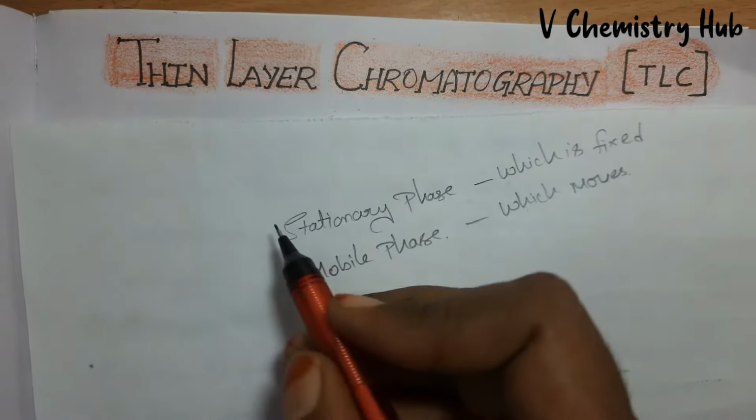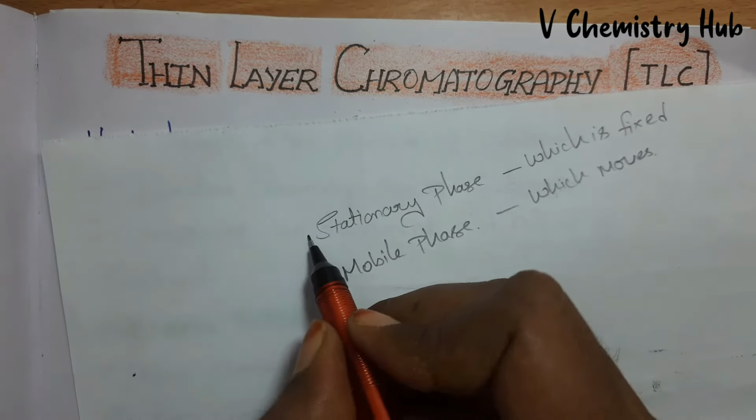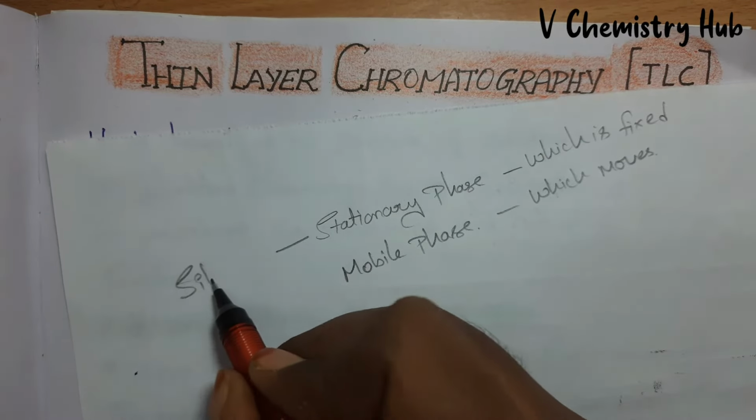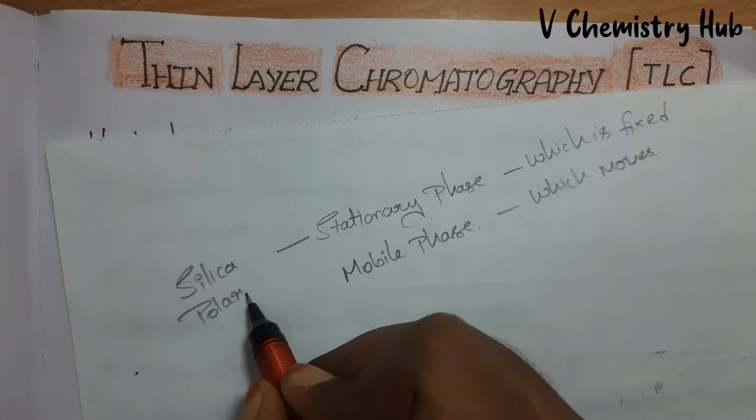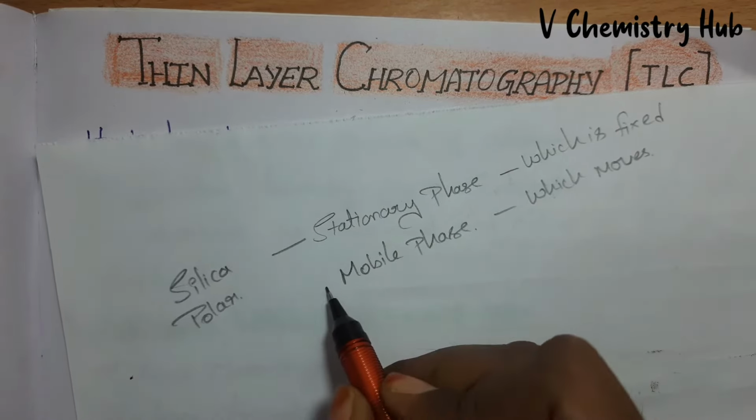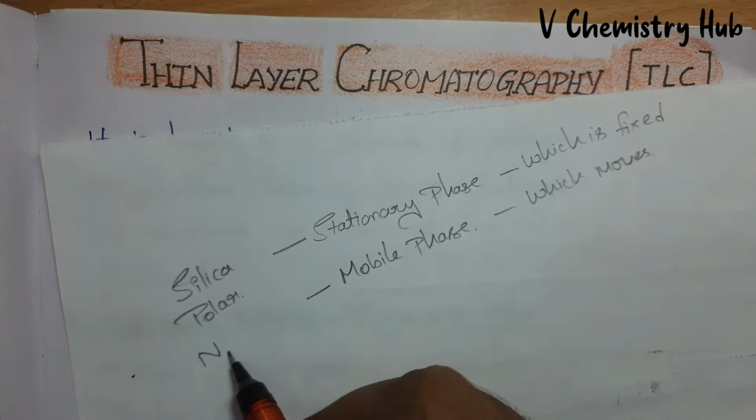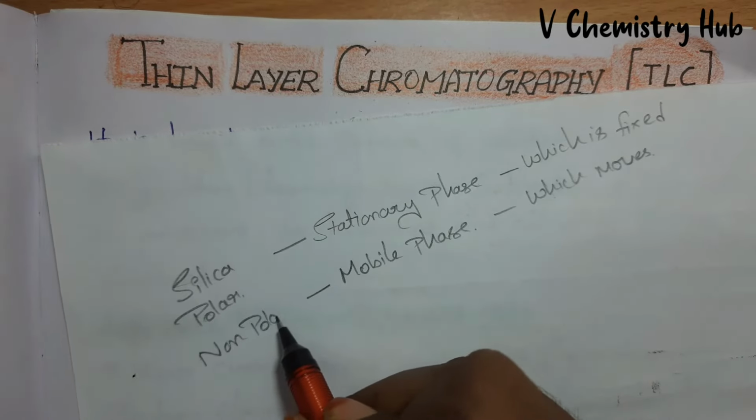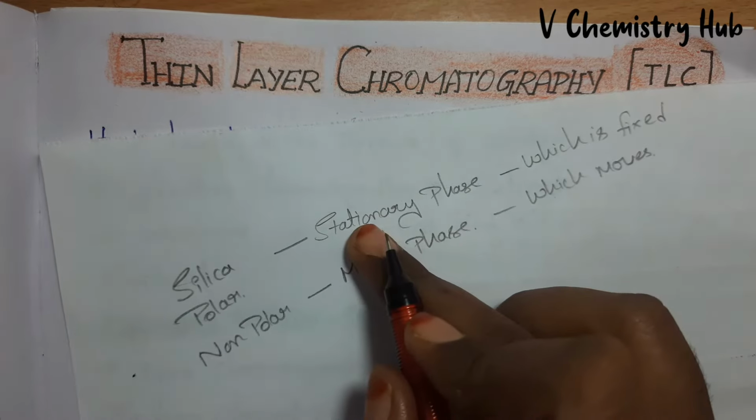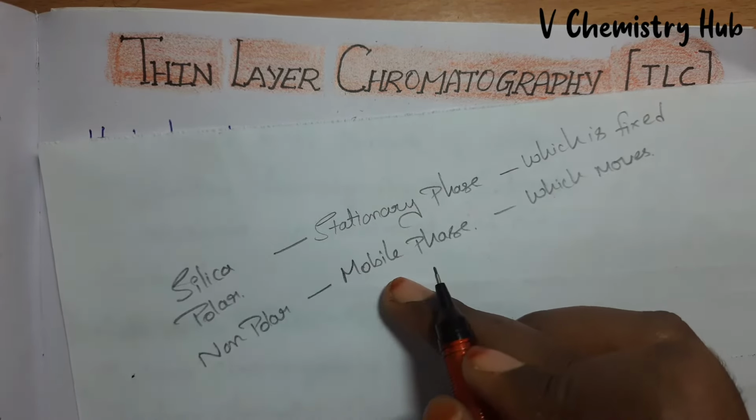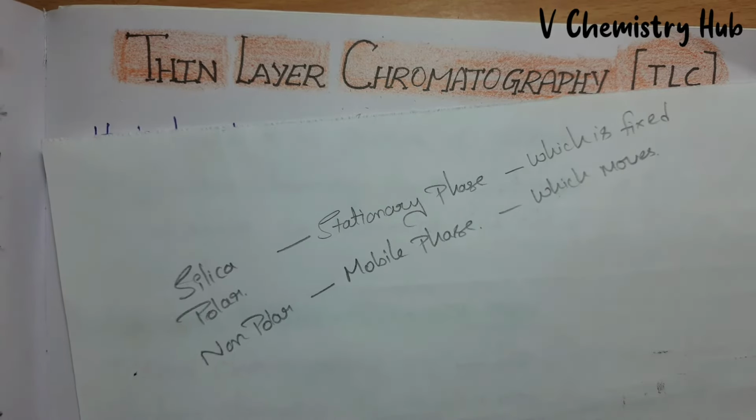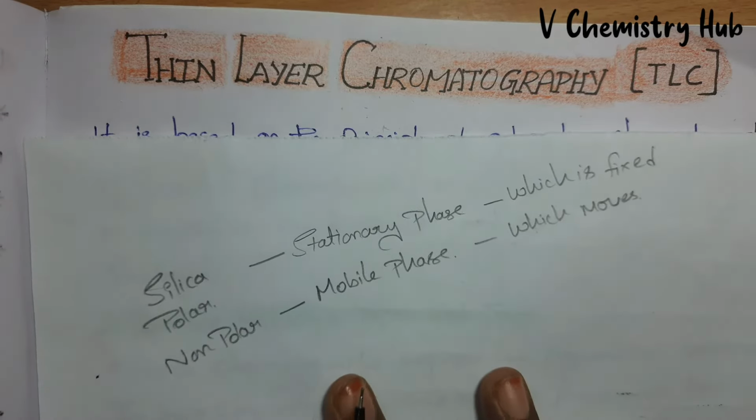For example, if we consider silica as a stationary phase, silica is a polar substance. So then we have to take a mobile phase that is non-polar. If the stationary phase is polar in nature, then we have to take a mobile phase that is non-polar in nature. So this is the basic information of chromatography.